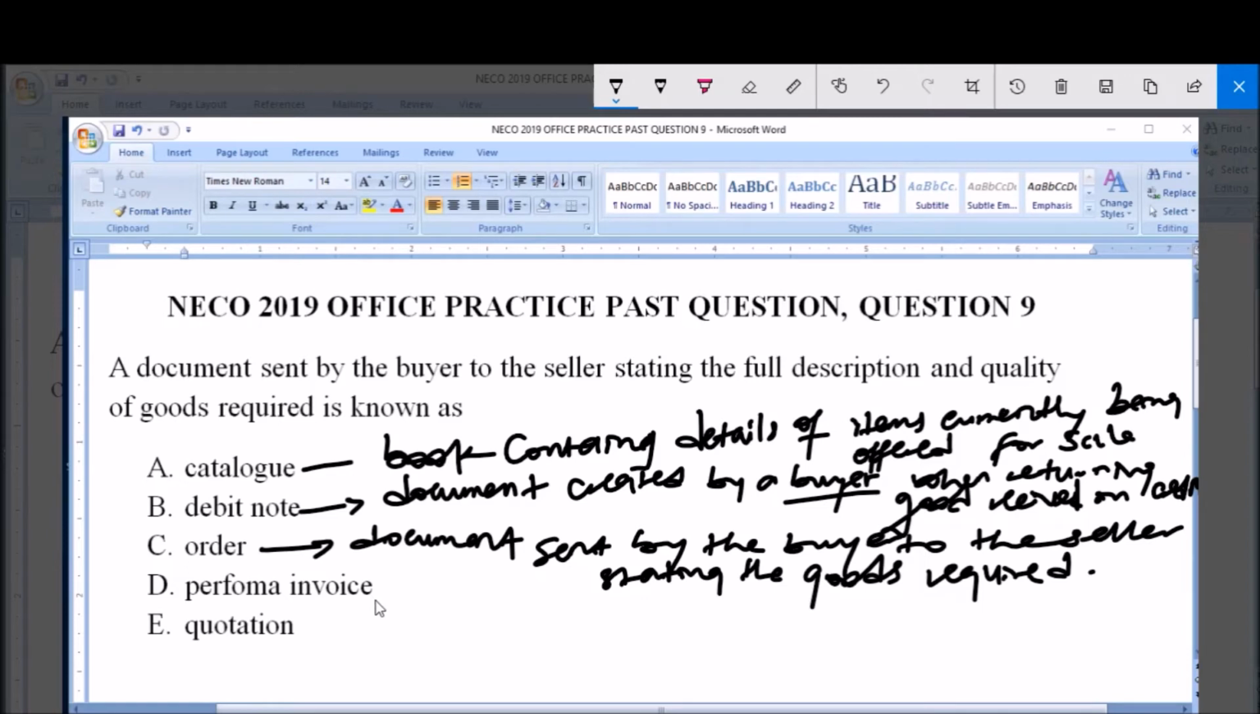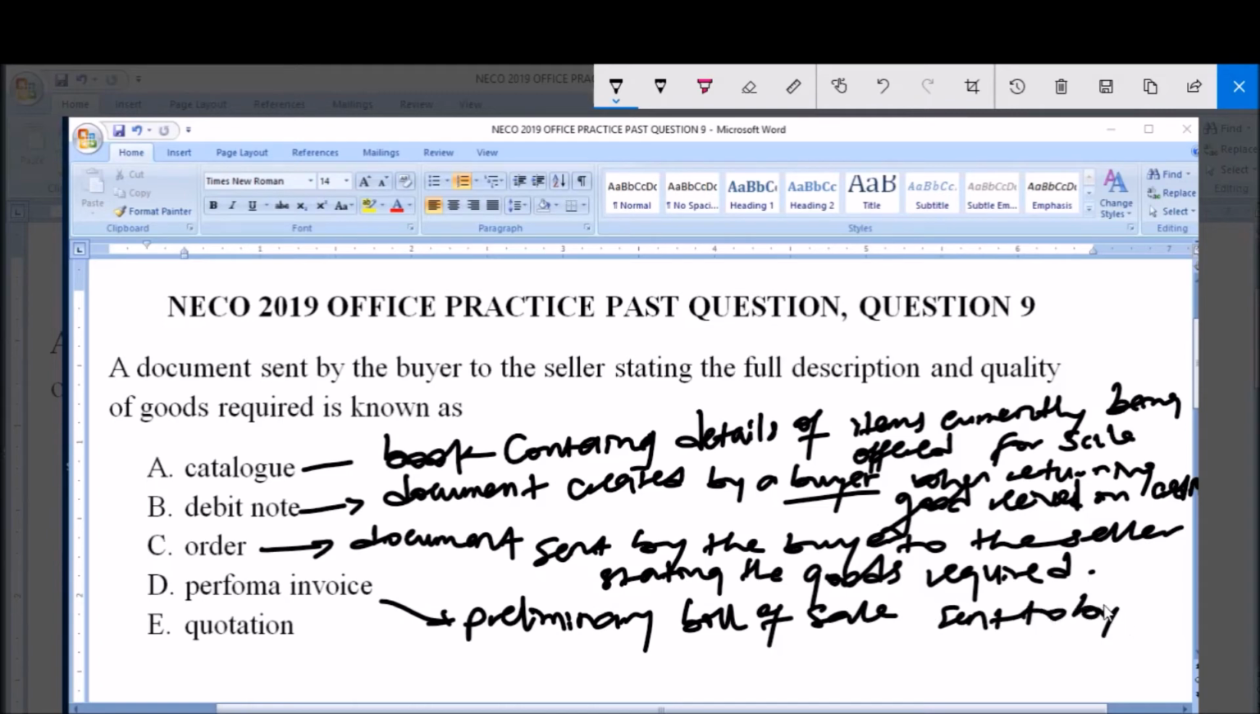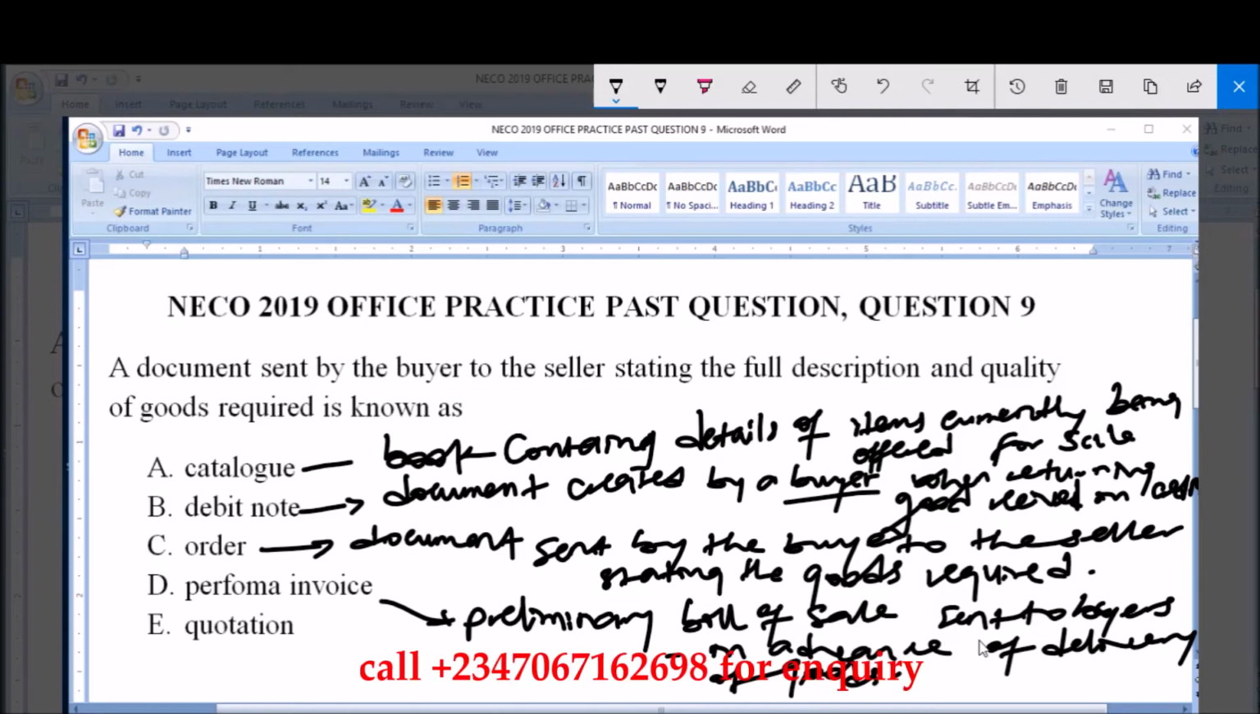Now this is performer invoice. Now performer invoice is simply a preliminary bill of sale sent to buyers. This one is actually sent to buyers in advance of delivery of goods. So this is a preliminary bill. It is actually sent to the buyers. The seller sent this preliminary bill to the buyers, this performer invoice, notifying them of their delivery of goods.